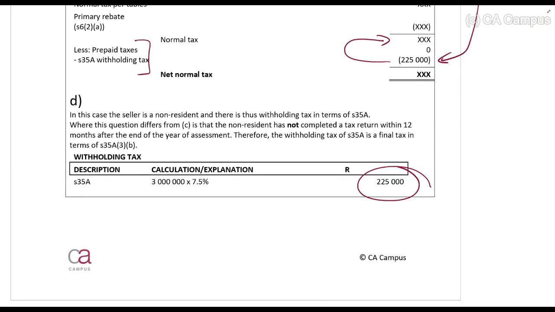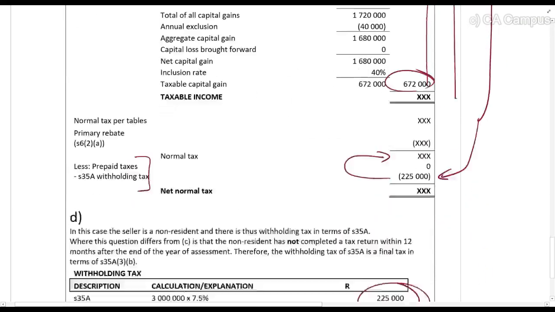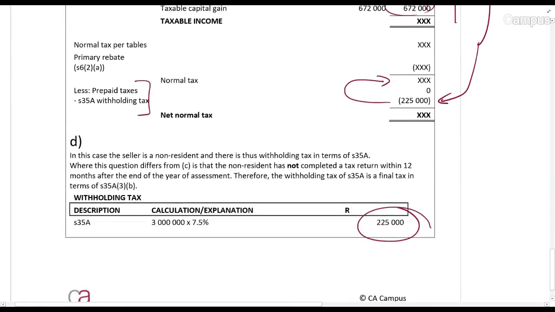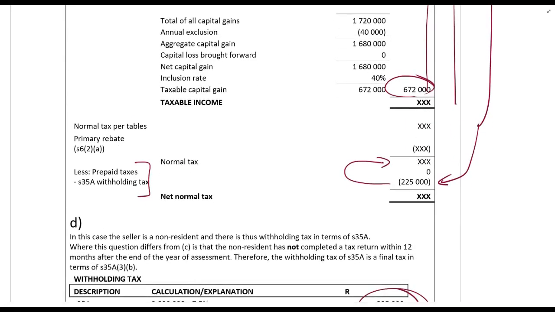Right, so this process that you see here is what happens if you complete your tax return. So even if they did for some reason complete the tax return, let's say the following. Let's say they completed the tax return more than 12 months later, but they did complete it. Then you would see this exact same tax calculation, but this withholding tax over there would not be allowed as a deduction.